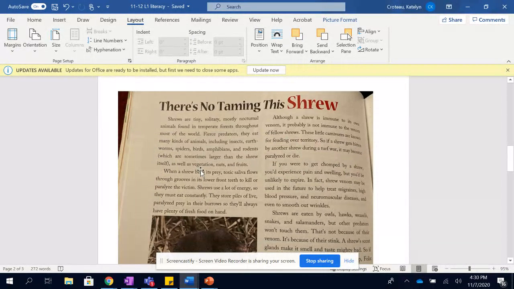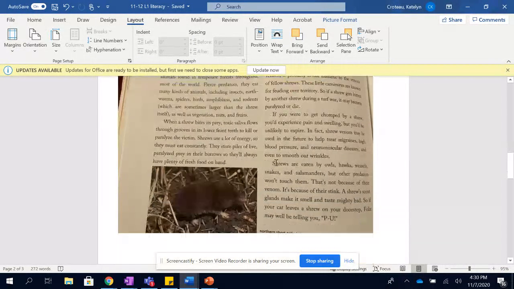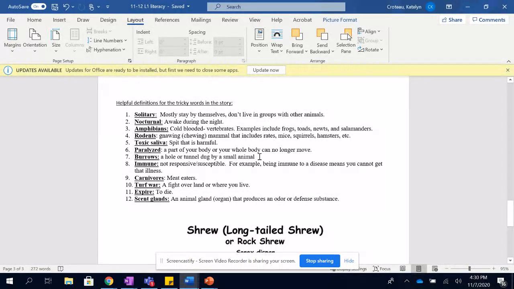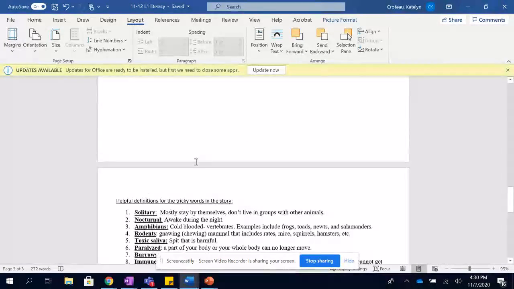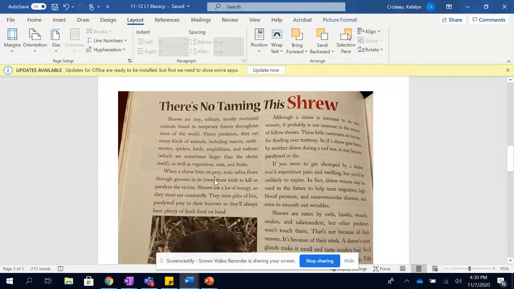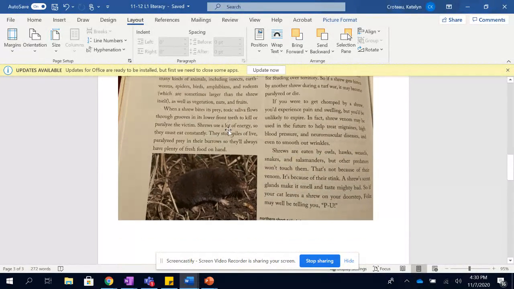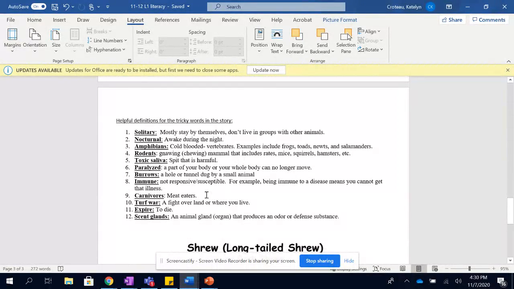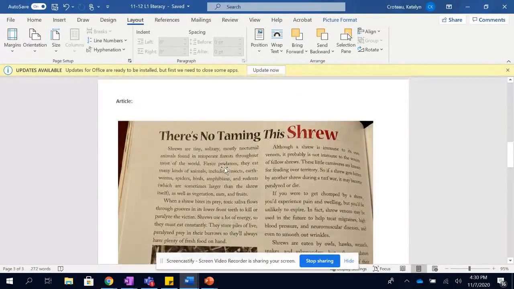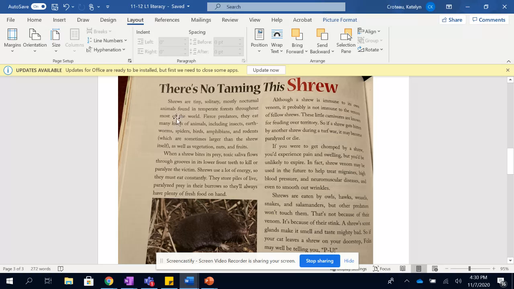Okay, I'm going to read you the article. Here we go. There's a lot of tricky words in this, so I also have created a little glossary for you to help you with some of these words. And I'll read this once just for flow, then we'll read these tricky words, and then hopefully that'll help you when you read it the second time or listen a second time. Okay. There's no taming this shrew.